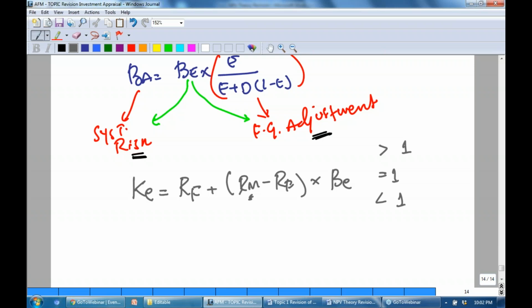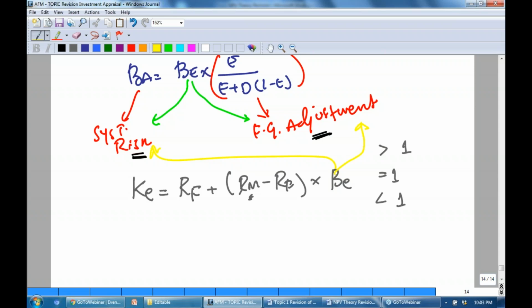So it depends on my total risk, beta equity, systematic risk, and financial risk. Whatever my risk in totality, if more than the market, I will give you a return more than the market. Equal to the market risk, I will give you the equal market return. Less than the risk of the market, I will give you a return less than the market.